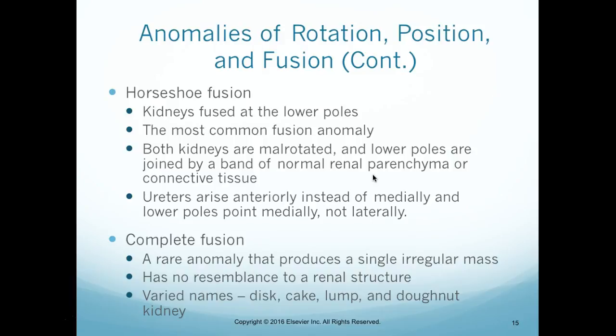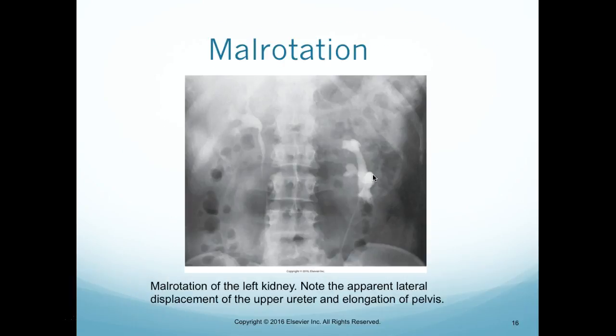The other one here is the complete fusion. It's a rare anomaly that produces a single irregular mass, has no resemblance to a renal structure. So they give these various names: a disc, cake, lump, donut, kidney. I didn't see these in the book, and I've never heard them called that, so I don't know, be brave if you want to call it that.